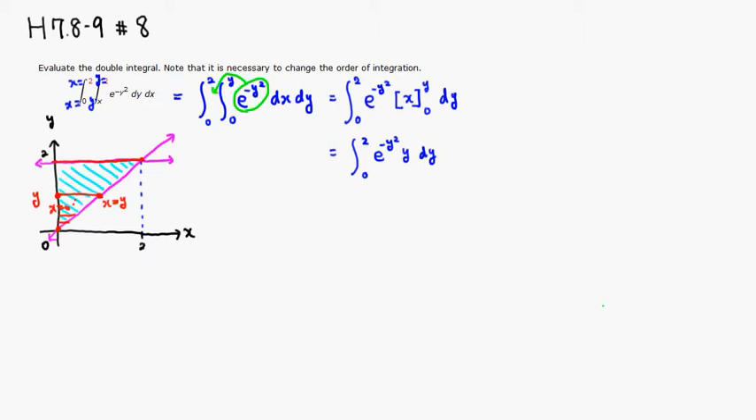Then we can do a substitution on this. Let u be negative y squared. If you take the derivative of u with respect to y, it's negative 2y. Then take the reciprocal of both sides, and you get dy over du is equal to 1 over negative 2y. Then multiply through by du, and you get dy is equal to du over negative 2y.